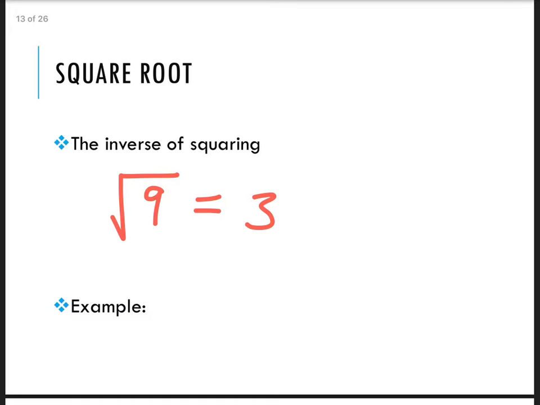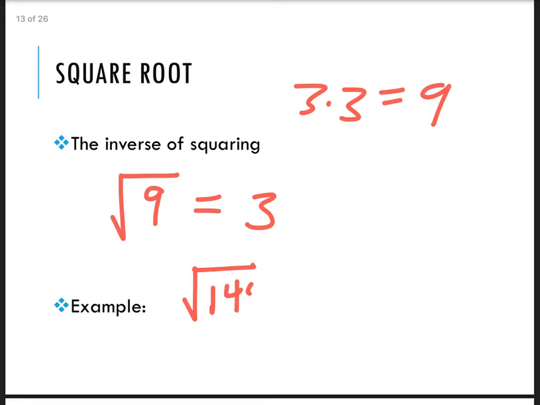So the square root of 9 is 3, not 3 times 3. Square root of 9 is 3. In other words, what number times itself? Because we know that 3 times 3 is 9, so therefore the square root of 9 is 3. Let's say I want to know the square root of 144. In other words, what number times itself gives you 144? Well, that's 12, because 12 times 12 is 144.